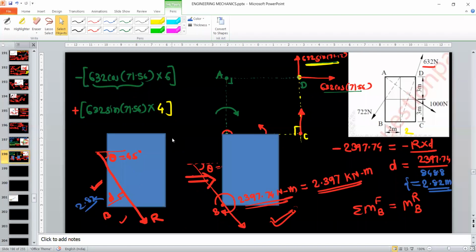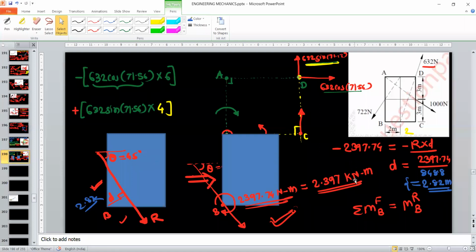Initially you will draw the system like this. This is called a resultant system. The resultant will be at distance D with respect to point B. And when we shift the resultant to point B, we have to show one additional couple in the system. This couple is nothing but the summation of moment, which is 2397 or 2.397 kilonewton meter.